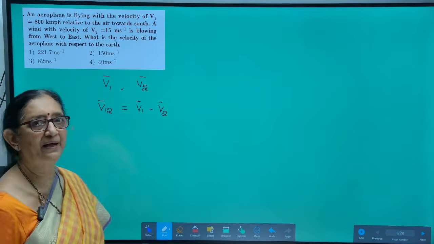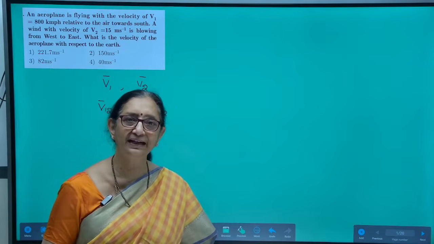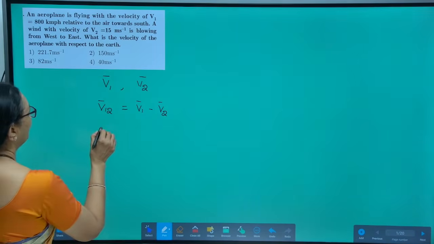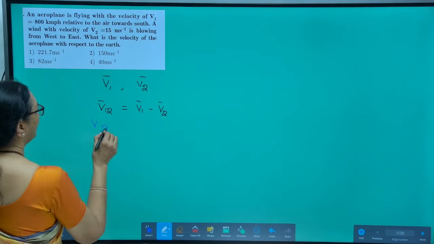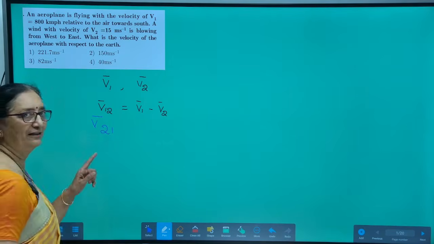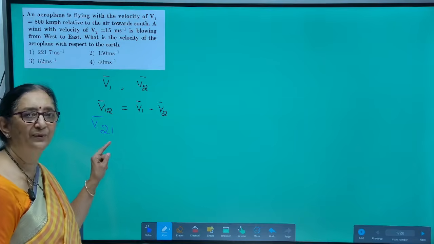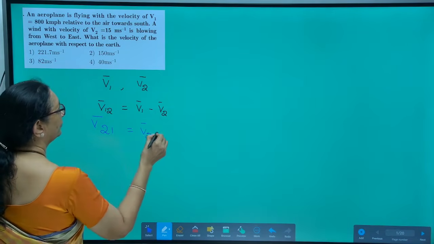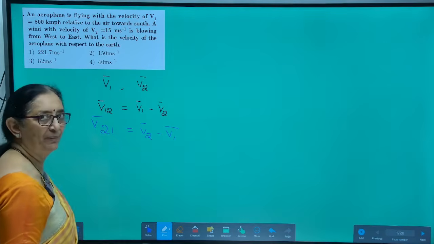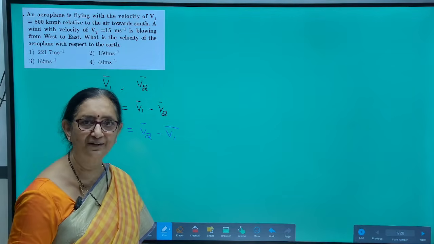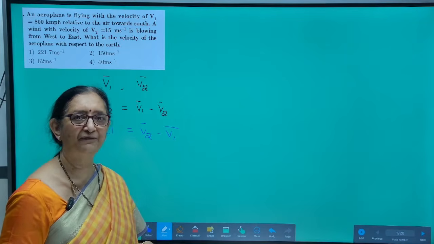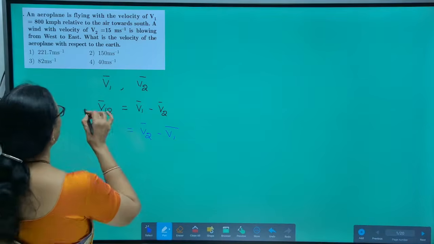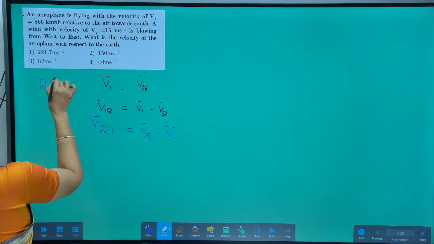Exactly in the same way, if I ask you what is the relative velocity of the second body with respect to the first body, what will be your answer? V21 bar, relative velocity of the second body with respect to the first body. This is equal to V2 bar minus V1 bar. Then we have our parallelogram law of vectors to find the difference or the sum of two vectors. Now, this is the concept of relative velocity.